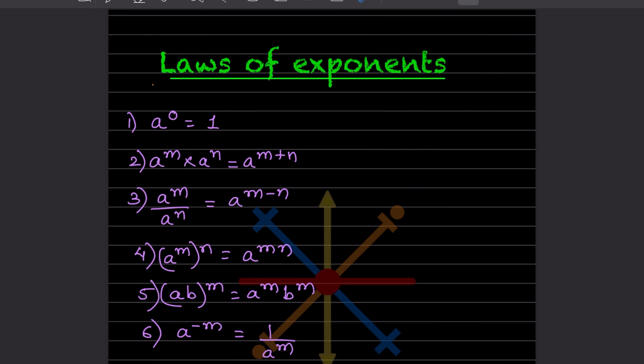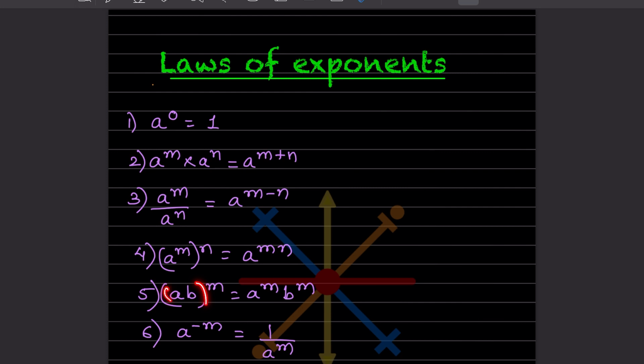Whenever it is a raised to 0, that is going to be 1. Suppose now it is 3 raised to 0, any number here, that is going to be 1. A raised to m into a raised to n: whenever there is multiplication, the exponents should be added. Whenever it is division, the exponents should be subtracted. In this case, you have to multiply this and this one, so that will be mn.